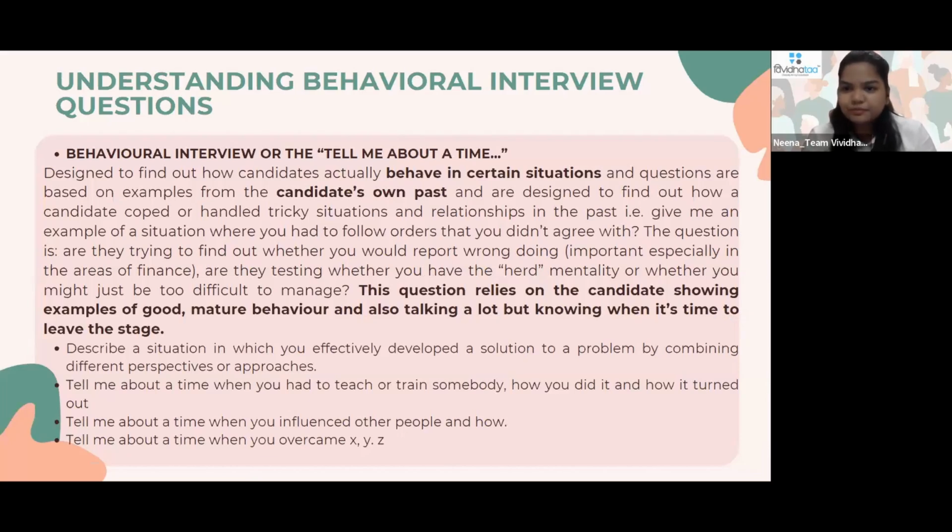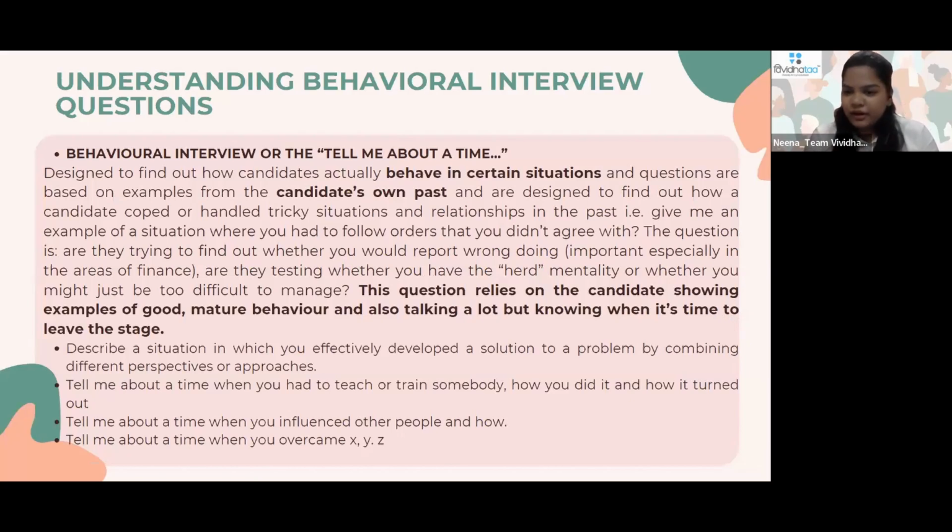relationships in the past. So, for example, give me an example of a situation where you had to follow orders that you didn't agree with. Suppose an employer just asks you this question. There will be a conflict in your mind. What is the employer trying to find out here?